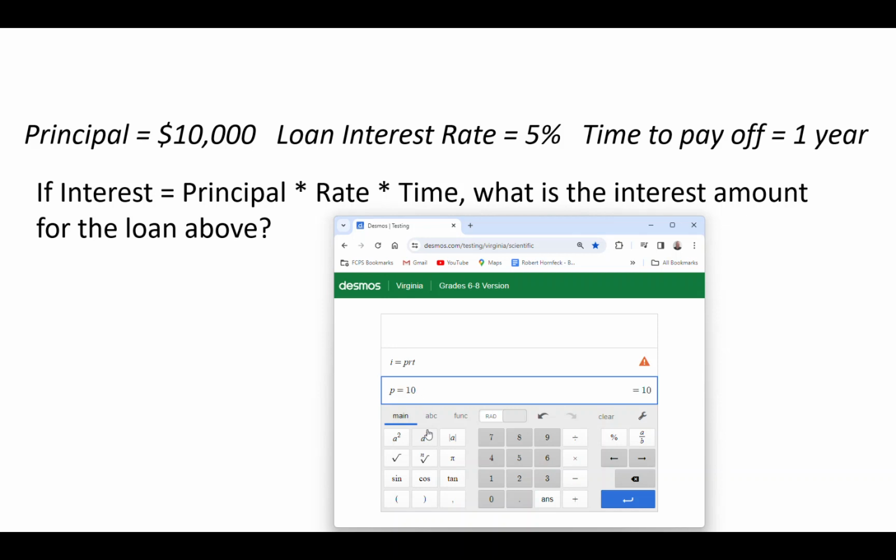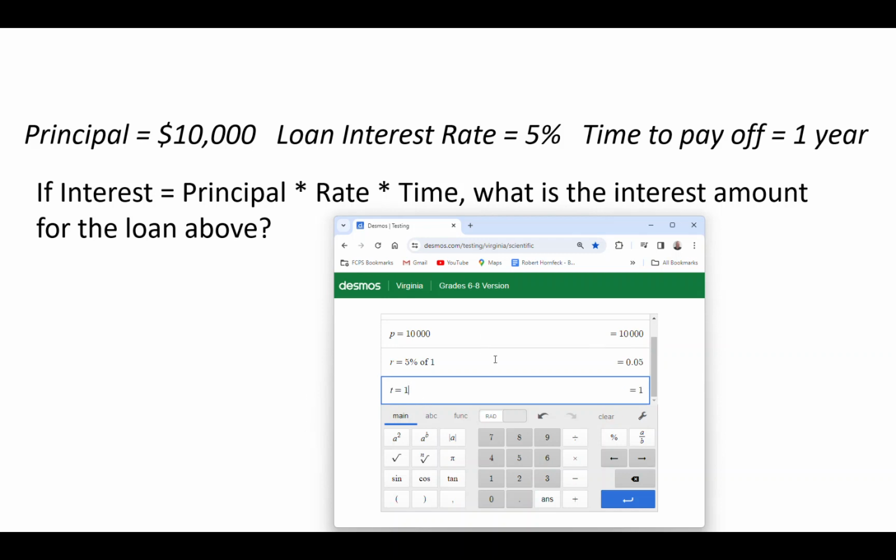Remember, don't put commas into Desmos. It won't come through. So you're going to just say 10,000. And then your interest rate. There's two ways you can do this. So this is your R. This is your rate. You could make your 5% into a decimal, 0.05. Let's say you forget about that. You could also do 5% of 1, which gives you the decimal. And then the time, you're going to pay it off in 1 year.